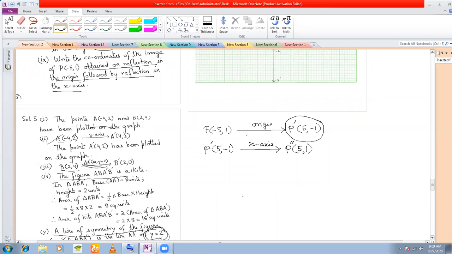So that was the key here. Obtained on reflection in the origin, followed by reflection in the x-axis. That means whatever point you get on reflection in the origin, the same point you are reflecting in the x-axis. Okay, so this should be your answer.